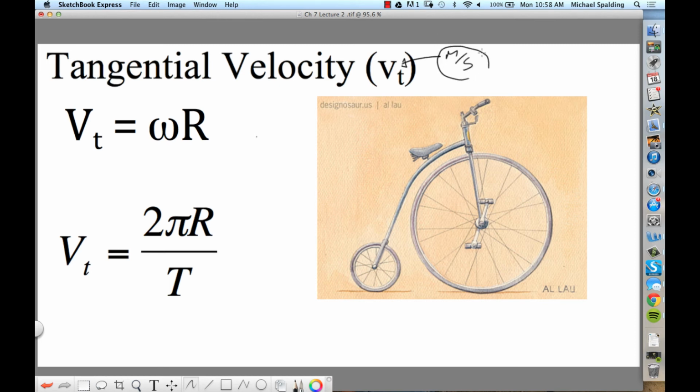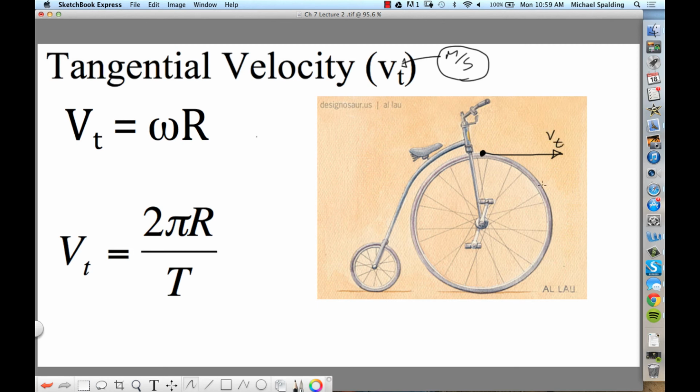Meters per second. It's a linear velocity, but it has to do with rotational motion. So the best way to put your brain around tangential velocity is to imagine a speck of dust on this bicycle wheel. If that speck of dust flies off the wheel, say the bicycle's in motion, if this speck of dust right here flies off the wheel, how will it leave the wheel? Tangent to the circular path.